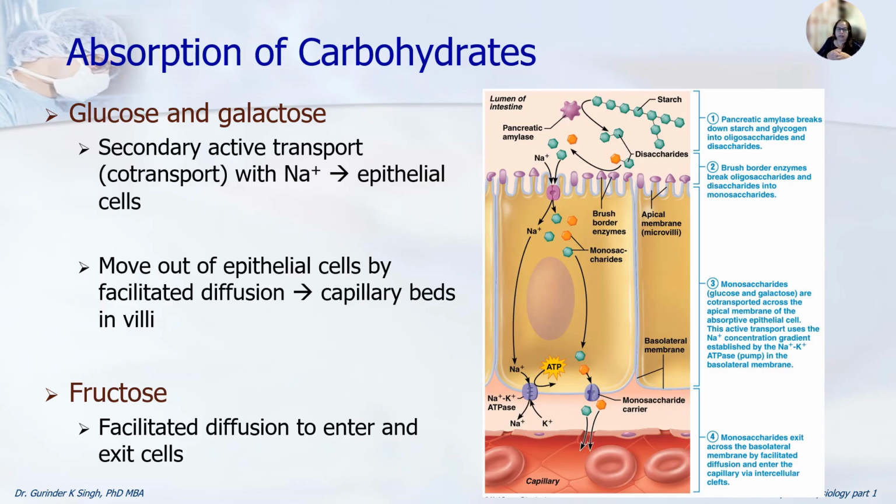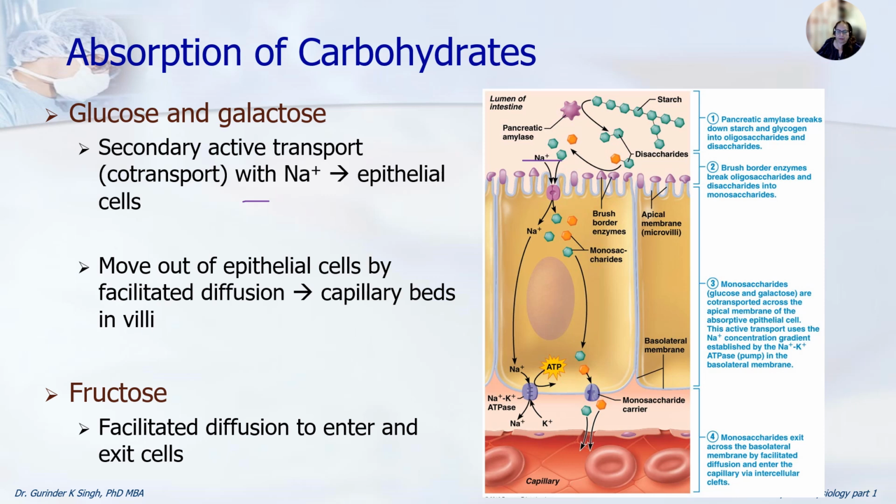How are carbohydrates absorbed? Glucose and galactose can be absorbed by secondary active transport, or what we call co-transport systems. It is the co-transporters which transport the sugars most of the time, and they are always transported with sodium ions.